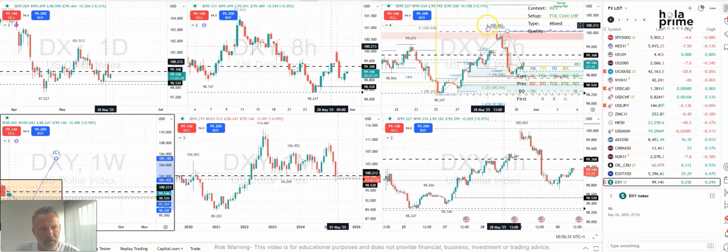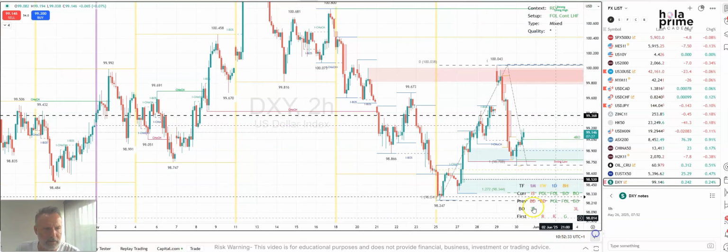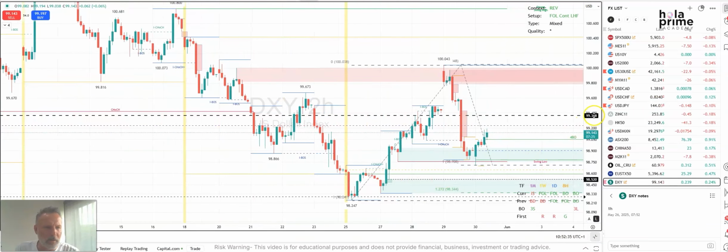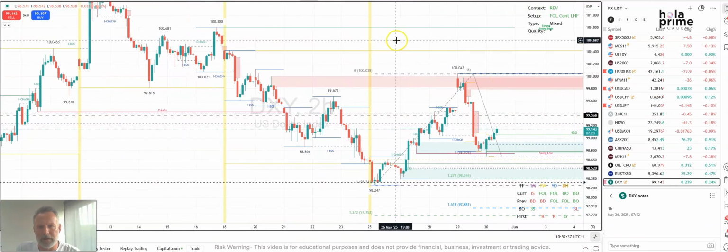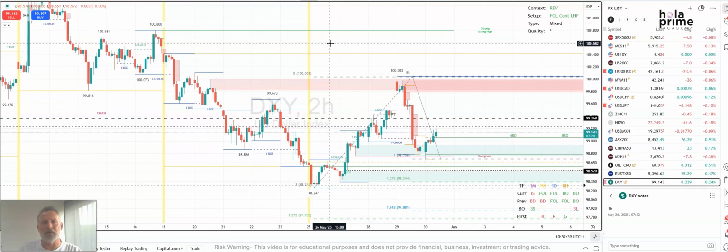And if we look at this chart here, this is the 2-hour chart, what we also have to remember is this is DXY, so although it is a tradable product on some platforms, it is mainly made up of the euro. It's a basket of dollar-denominated products, and it's mainly made up of the euro.